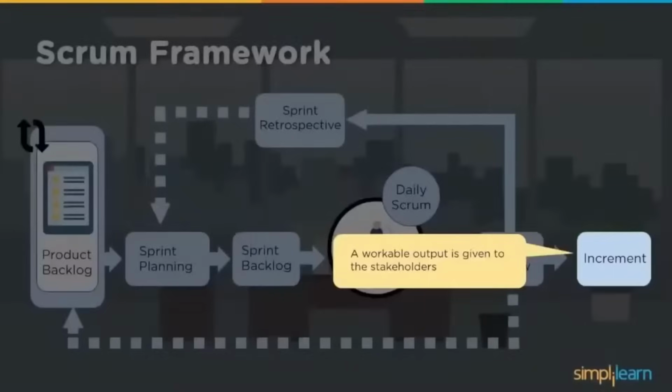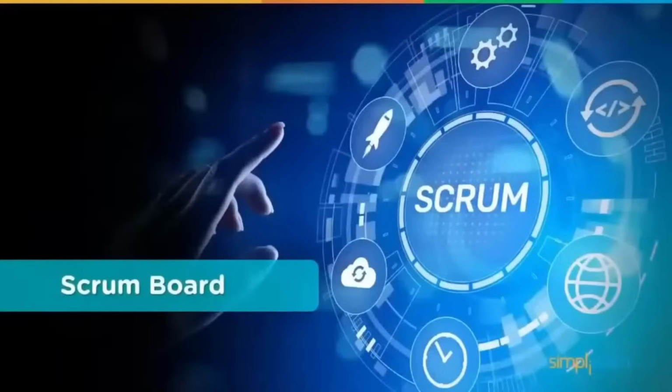Then the increment is a workable output which is given to the stakeholders. This is where the user actually sees their workable piece, working item, and then gives necessary feedback on the particular application piece or software piece. Then there is something called the Scrum board, which is used during this flow of Scrum, right from the product backlog to the creation of that increment. So let us look at what a Scrum board is, which is used during Scrum practice.